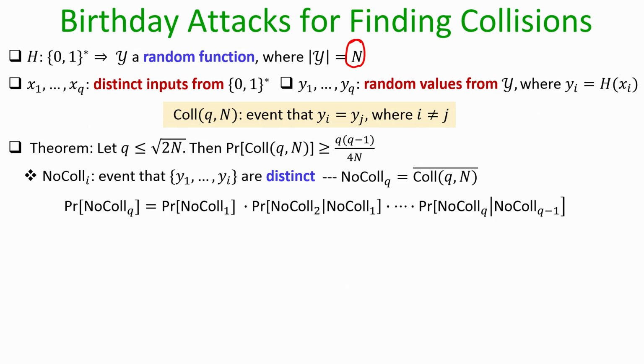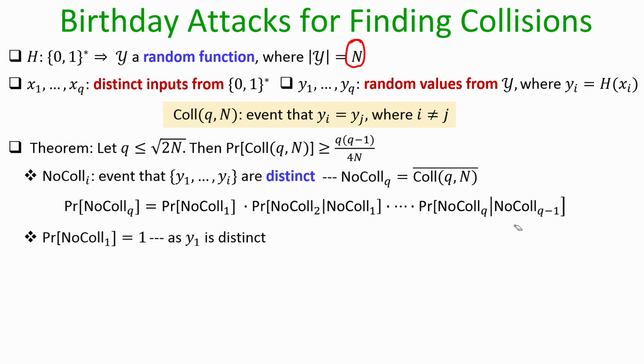Now, by applying simple rules of probability, we obtain that the probability that the event NoCol_q occurs is the same as the product of these probabilities. Namely, the probability that no collision occurs given that NoCol_1 occurs, what is the probability that NoCol_2 occurs, and like that, given that NoCol_(q-1) has occurred, that means the first q minus 1 queries give you distinct outputs, what is the probability that even when you make the qth query, there still exists no collision. If I multiply all these probabilities, I obtain the probability of the event NoCol_q.